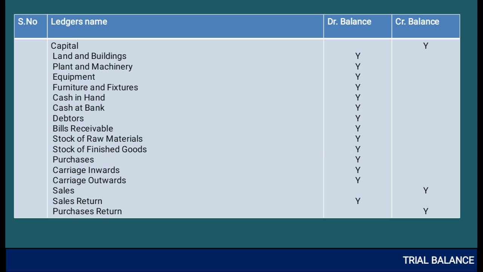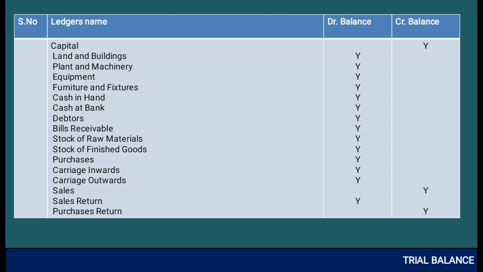And here we have a format that you have to remember, and in that format we have tried to include all the ledgers, just like capital, having a credit balance every time, land and building, plant and machinery, equipment, furniture, cash, bank, debtors, bills receivable. These are our assets and expenses. So assets and expenses have a debit balance, and all the liabilities and incomes have a credit balance.